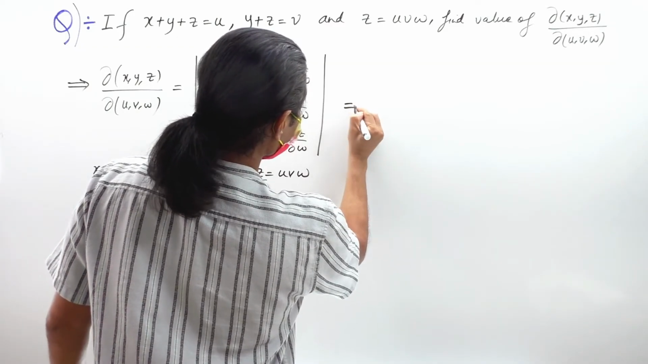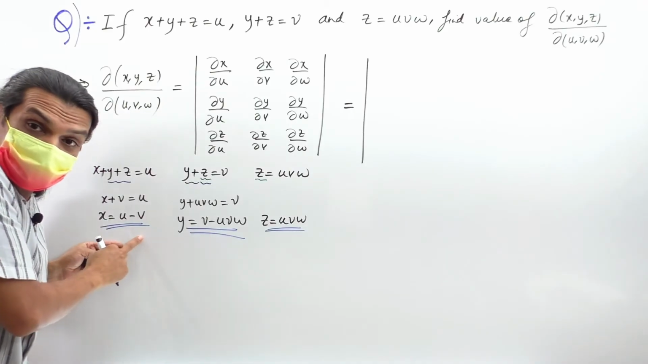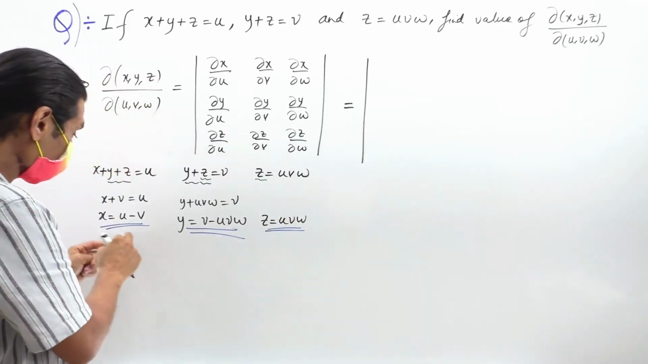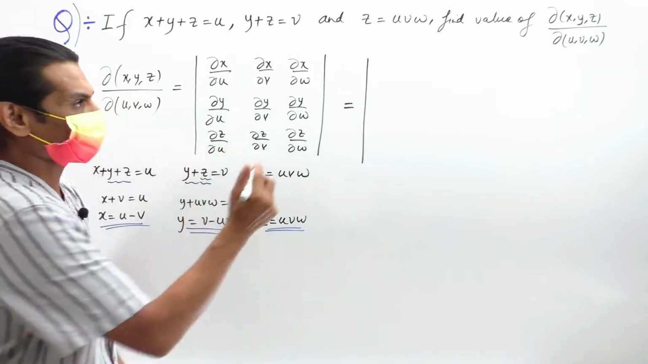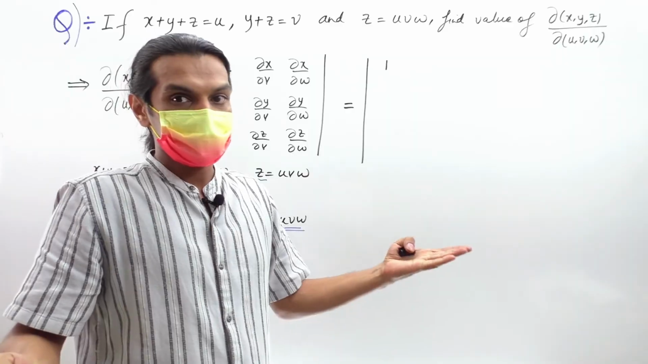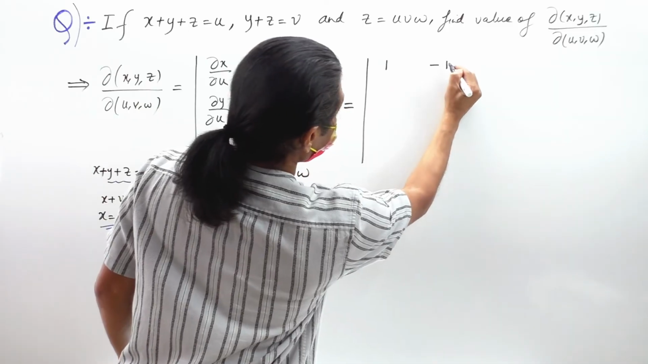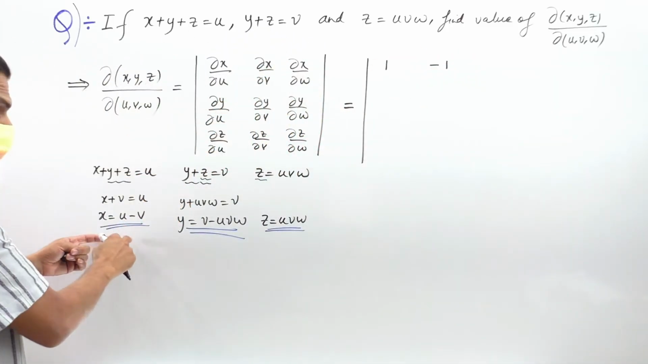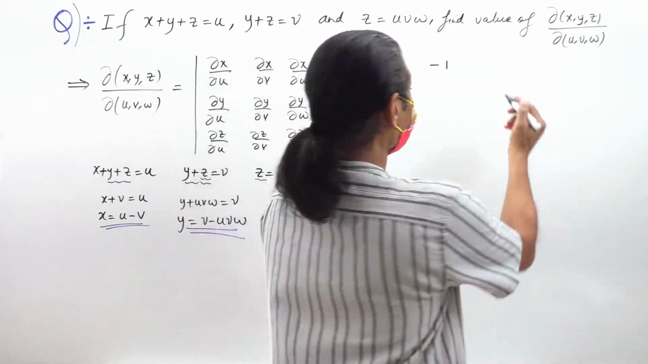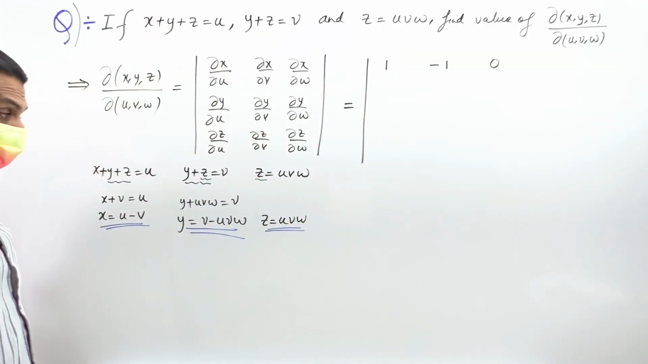So this will be now ∂x/∂u. What is x? u minus v. Simple. ∂x/∂u, partial differentiation of x with respect to u: differentiation of u is 1. That's it. ∂x/∂v: u is constant, 0. Minus sign here, don't forget it. Differentiation of minus v is minus 1. Lastly, ∂x/∂w: x is u minus v, there is no w here, both are constant. So the derivative of a constant is what? 0.